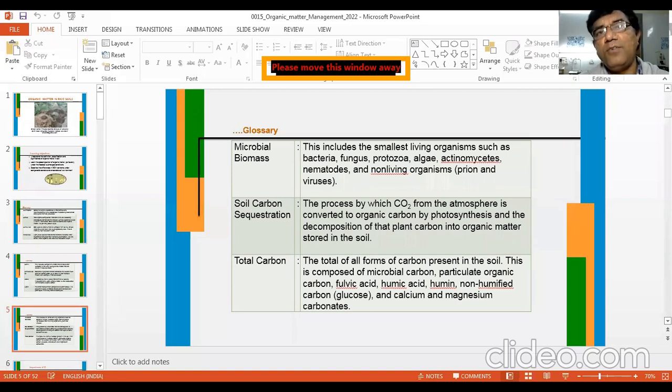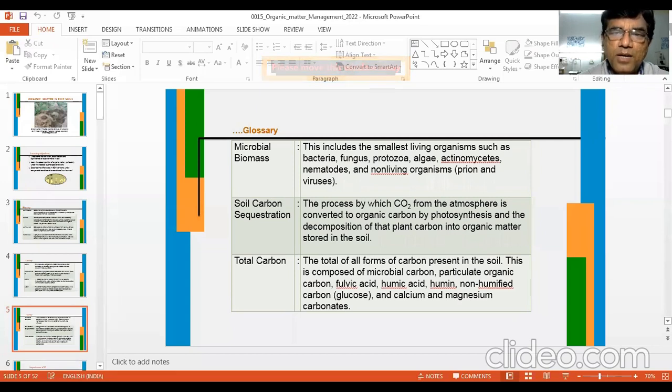It is a kind of cycle. Where does the cycle start? In the atmosphere, you have carbon dioxide. This carbon dioxide is used by plants for their photosynthesis. Then these plants are added into the soil, and the decomposition starts. Part of that carbon goes back to the atmosphere, and the remaining part is left in the soil, which is your carbon sequestration.